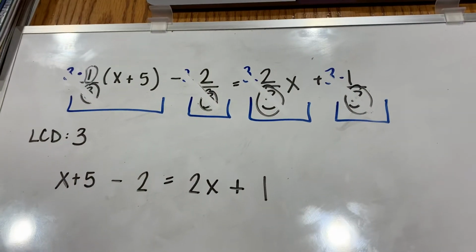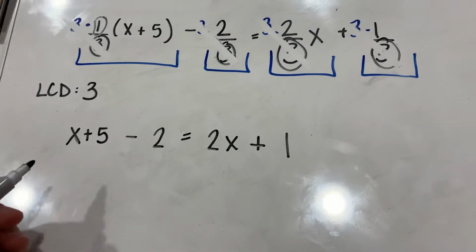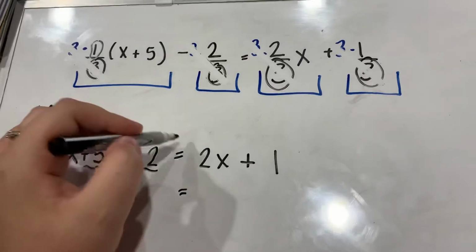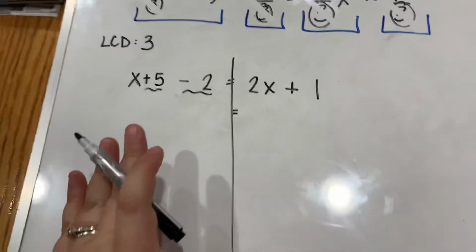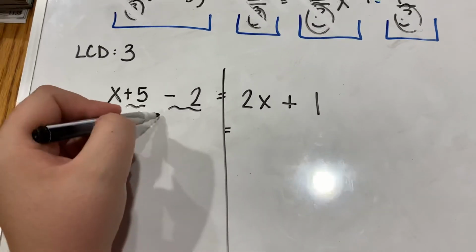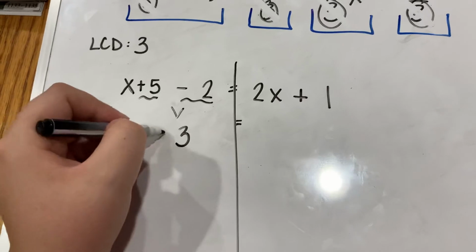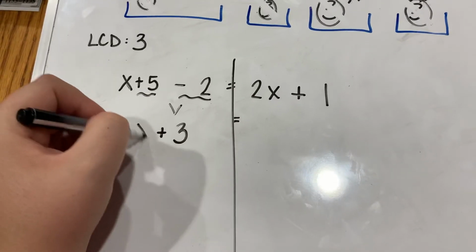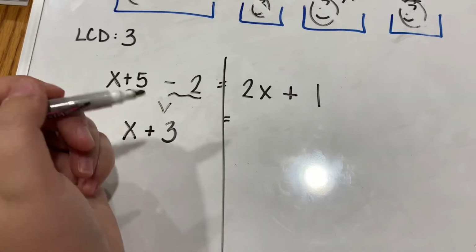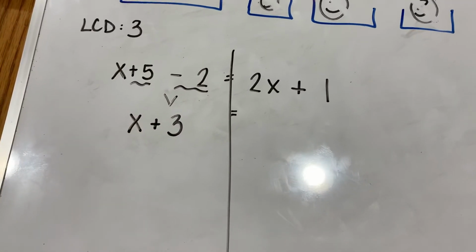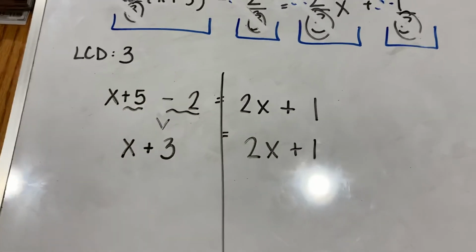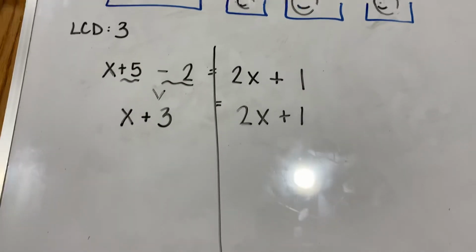Now that I have this equation, first I'm going to simplify my numbers, my constants, on this side. I'm going to draw a line down my equal sign. What I do to one side, I have to do to the other as well. So first, 5 minus 2 will simplify down to a positive 3. I'm going to bring down my x, so now I have x plus 3. On this side, I have no numbers or terms with the same variable to combine, so it's going to stay 2x plus 1. So now I've got x plus 3 is equal to 2x plus 1.